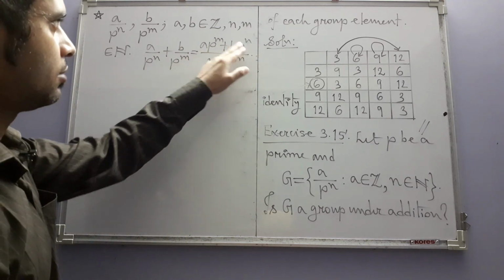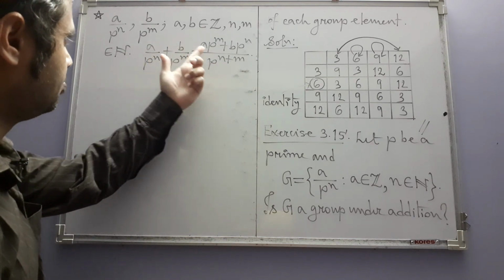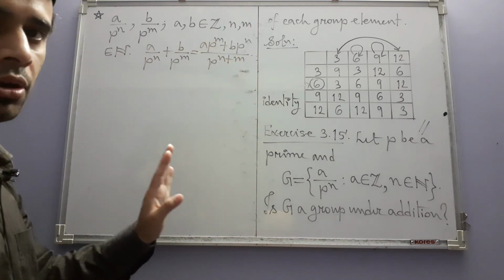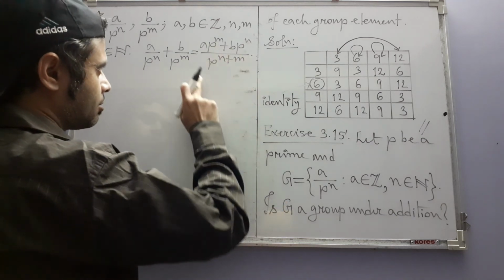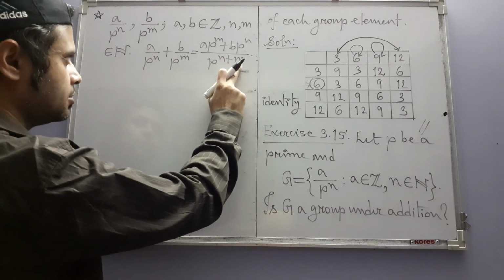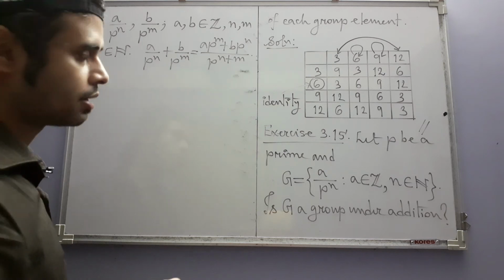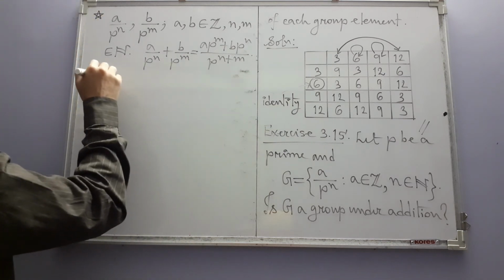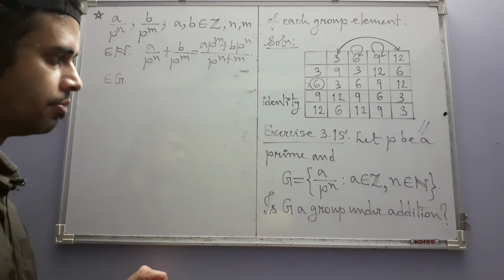This numerator, whatever it is, is ultimately an integer, because a, b, p, m, n are all integers. And in the denominator we again have a power of p, where the exponent is a sum of two natural numbers, which is again a natural number. So this belongs to G. That means G is closed under addition.